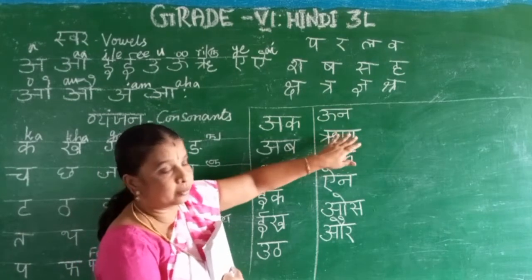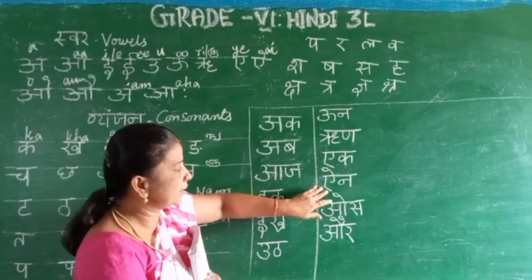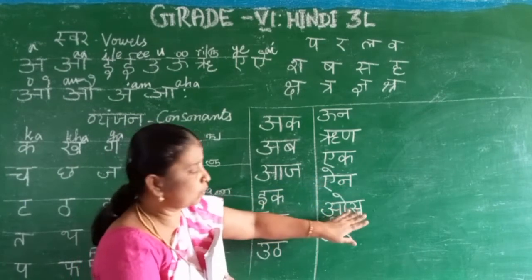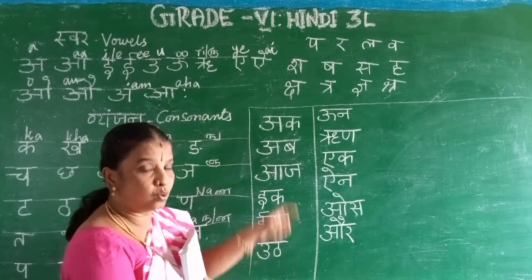Ri, na, rin. Ye, ka, ek. I, na, ain. O, sa, os. Au, ra, au. Is it clear how to read this one?